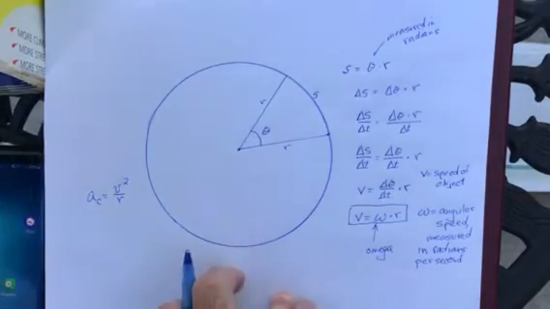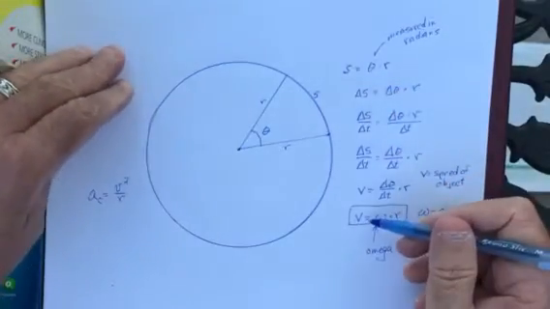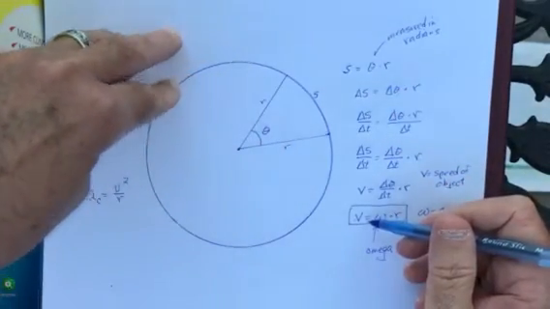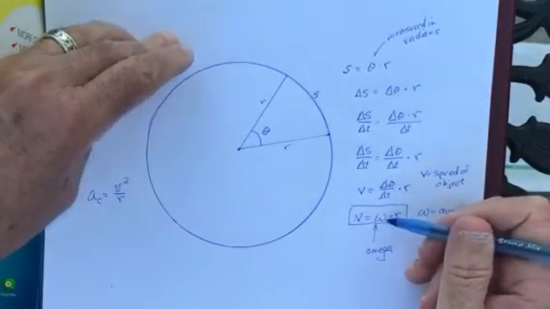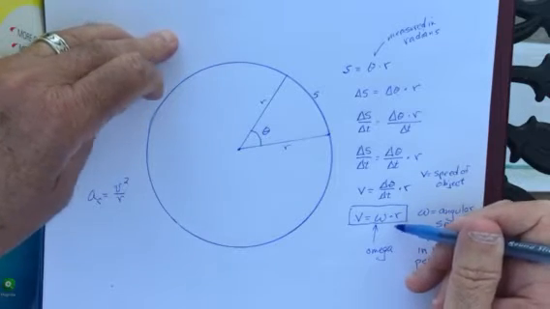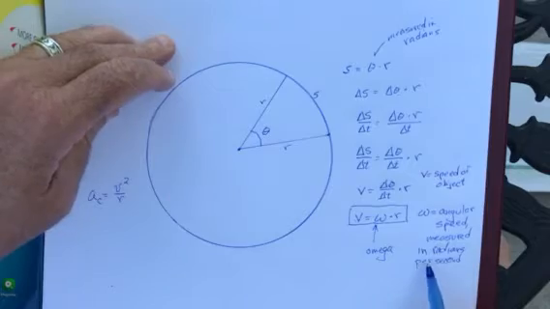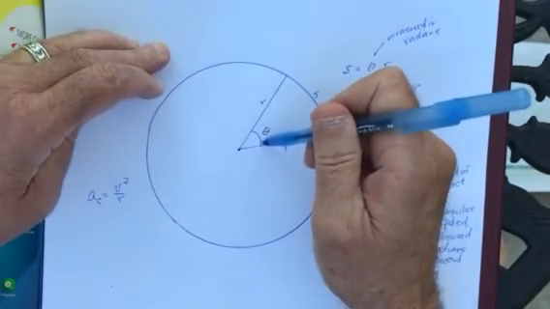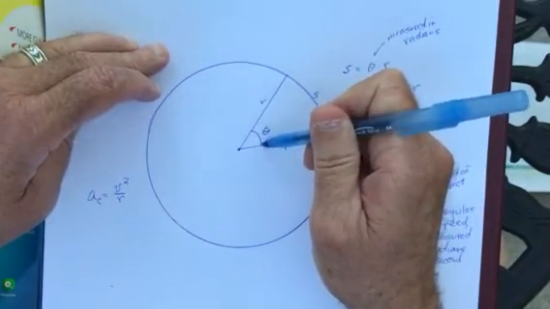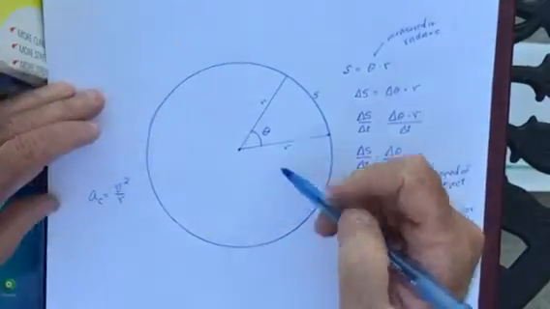Now we just derived an equation, which we've written over here, that says that the speed with which the object travels around the circle is equal to omega times r, where omega is the angular speed of the object measured in radians, angular speed meaning how fast does this angle theta change over time.